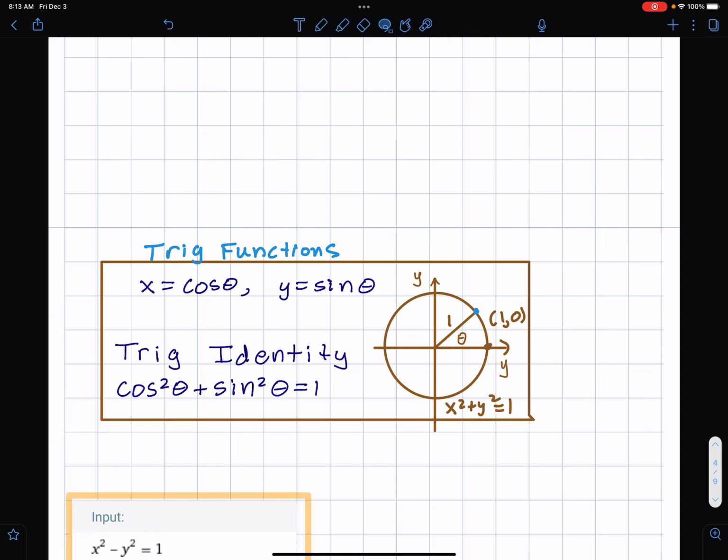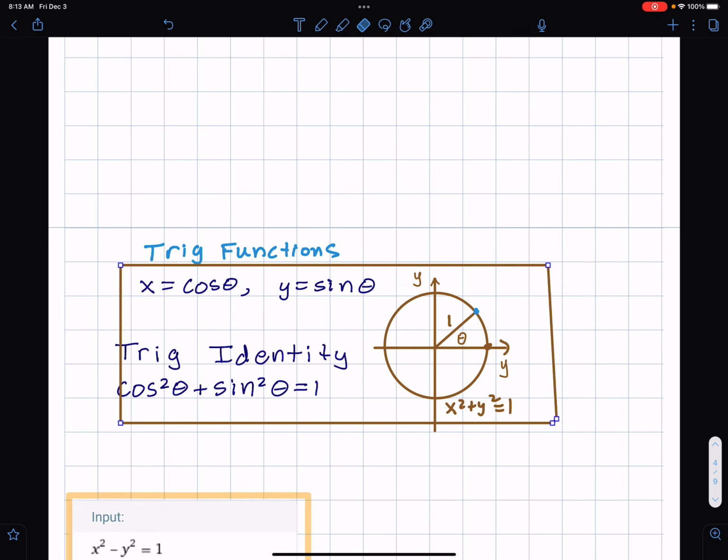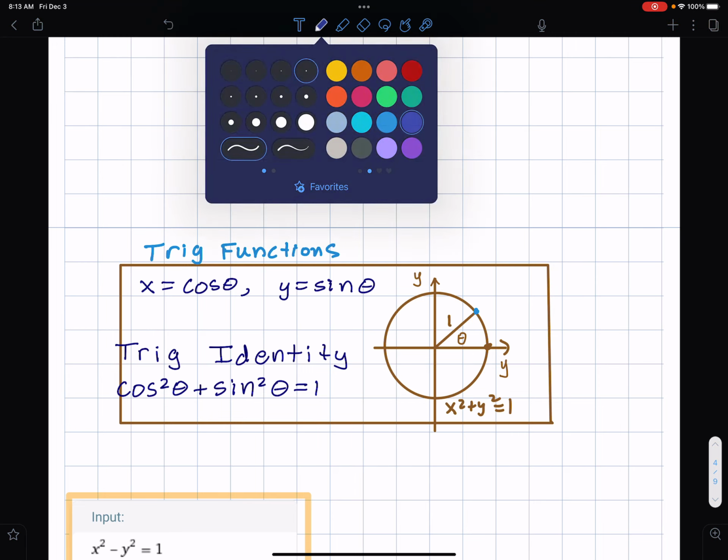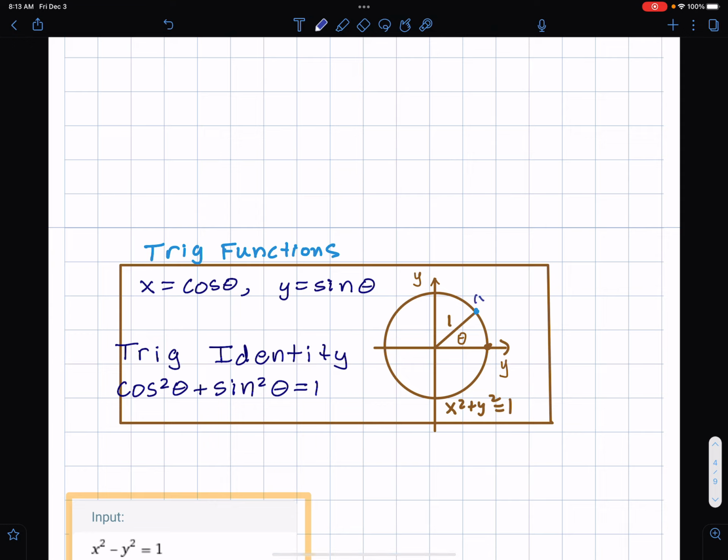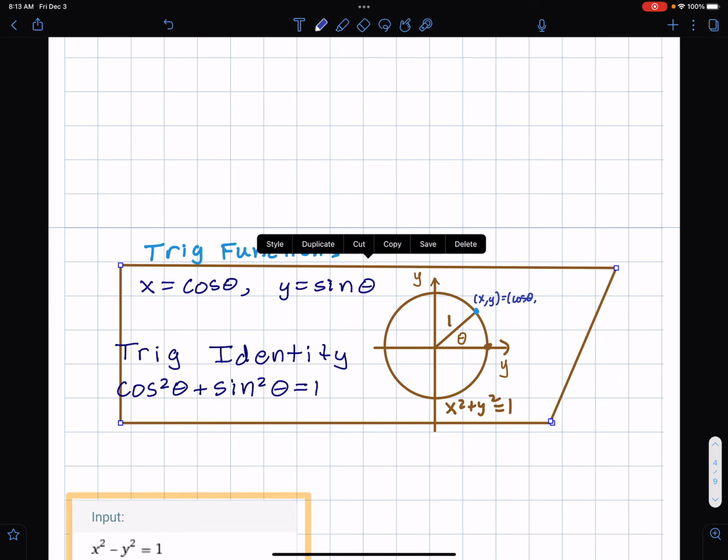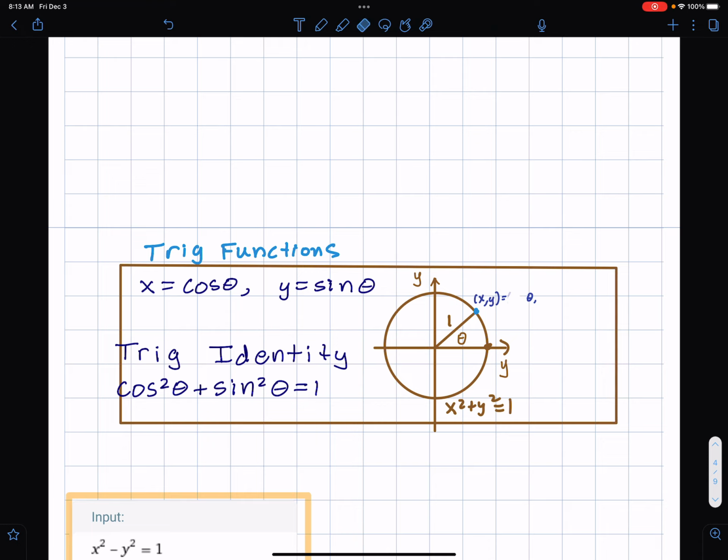If we take this point here being xy, where this point is xy equals cosine theta, sine theta. So you have a point on the unit circle, which is xy, and that's given by cosine theta, sine theta.